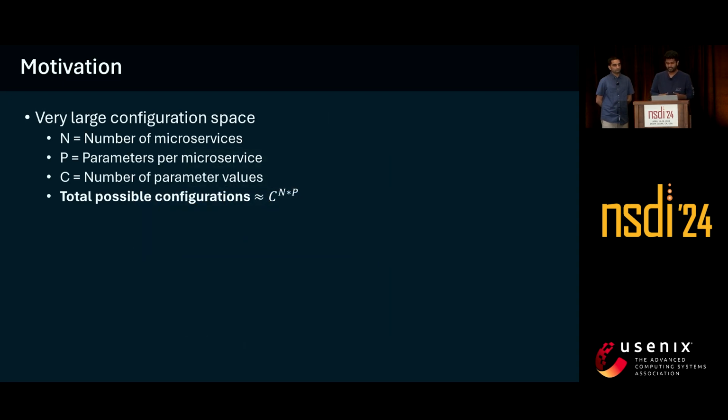An important challenge in tuning services is the large configuration space. Let's consider the example of a cloud application implemented using microservices architecture. For simplicity, if we assume there are n microservices, each with p parameters, and each parameter can take c values, then the total possible configurations is c to the power n times p. Such large configuration space makes an exhaustive search infeasible.